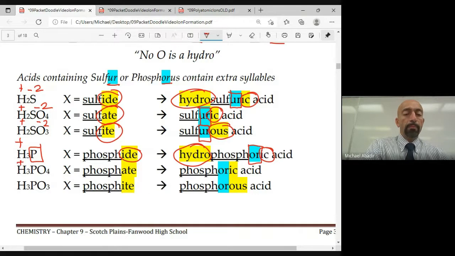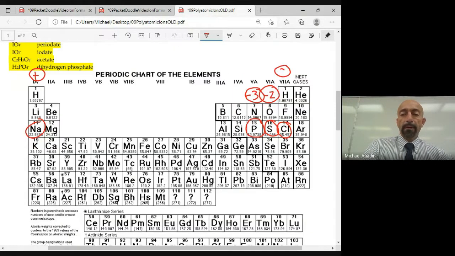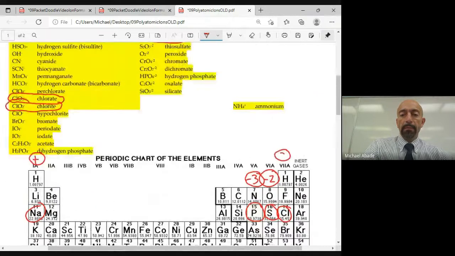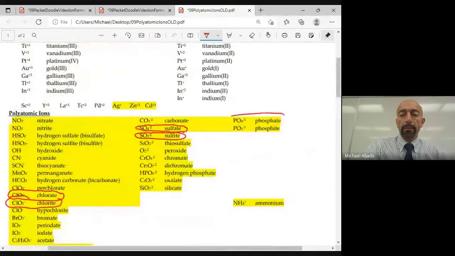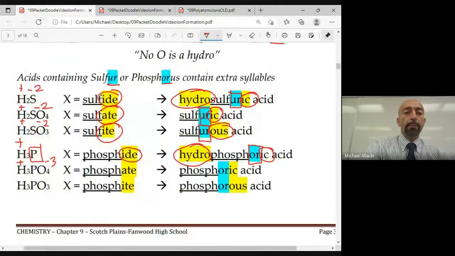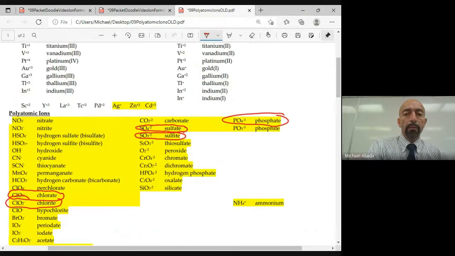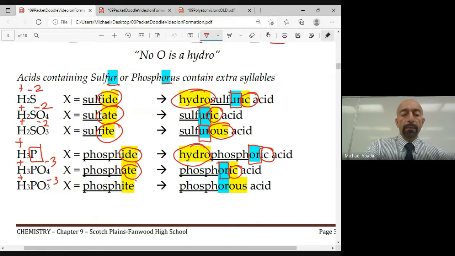Okay, the next one is H plus with phosphate. Phosphate is a polyatomic ion, and the charge for that one is -3. So you're going to need 3 H pluses with that. And phosphate, instead of just going to phosphic, it's phosphoric acid. And then lastly, this one is called phosphite, PO3 -3. So that one, instead of going to phosphus, it's phosphorus acid. So you want to be careful with any acids that have either sulfur or phosphorus. They have an extra syllable of UR or OR.